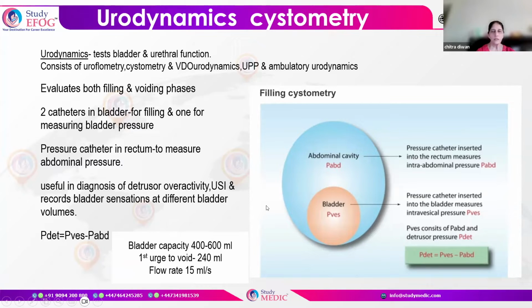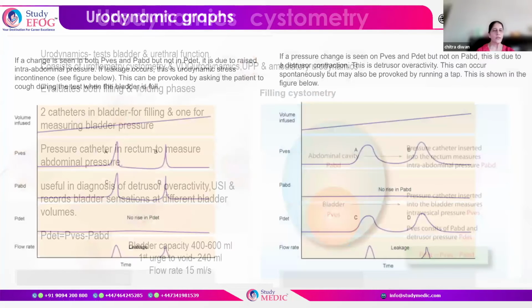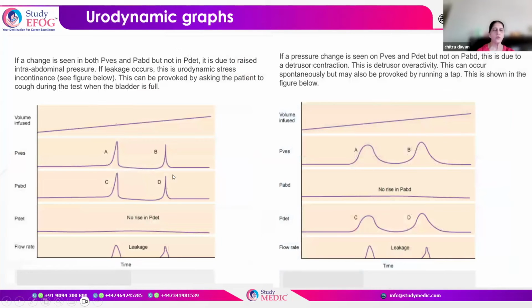Now from these three pressures that you get, to calculate the detrusor pressure, you will subtract abdominal pressure from vesical pressure. Okay. You can get two types of graphs. So let us first concentrate on this graph. Remember the line that is here at the bottom. This is the detrusor pressure. This is abdominal pressure and this is vesical pressure.